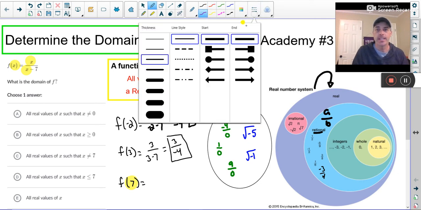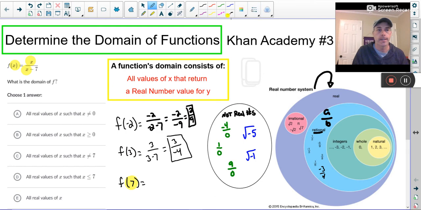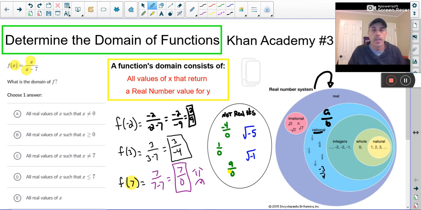This is where we see that not everything works all the time. So f of 7 goes in, and we end up with 7 over 7 minus 7. I simplify that to become 7 over 0, and 7 over 0 does not work. This is one of those things that we saw in what I called Khan Academy 2. So 7 is not a value of x that returns a real number for y. 7 happens to be the only number in this particular problem that will not work.